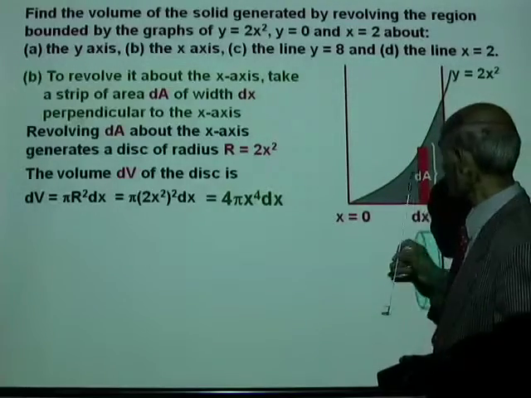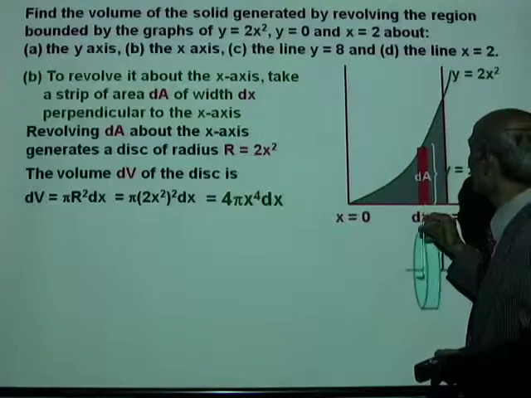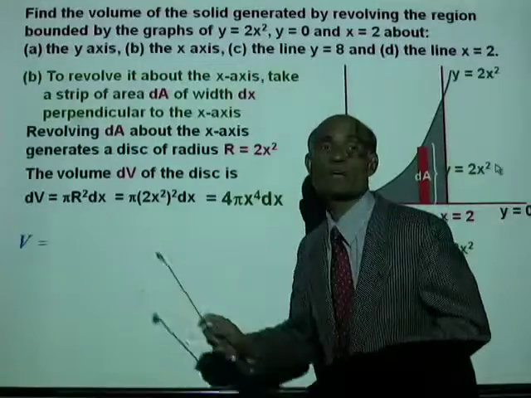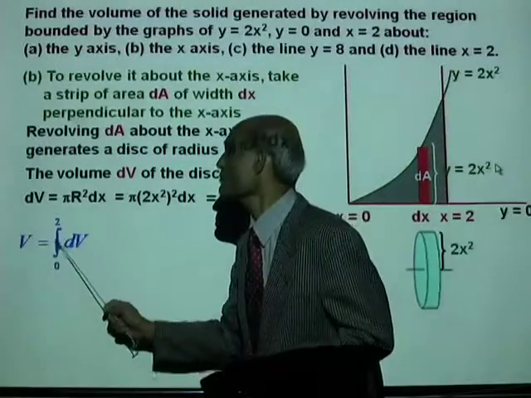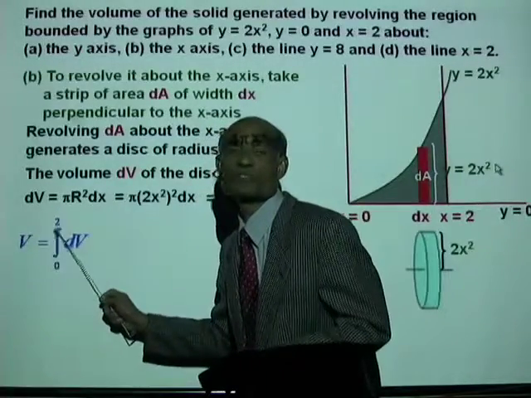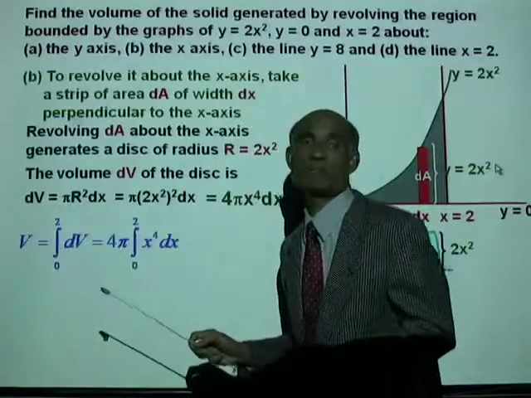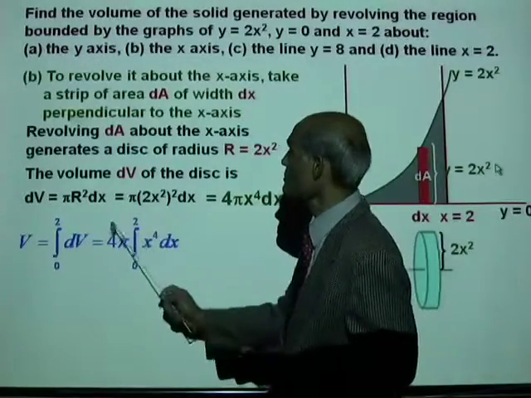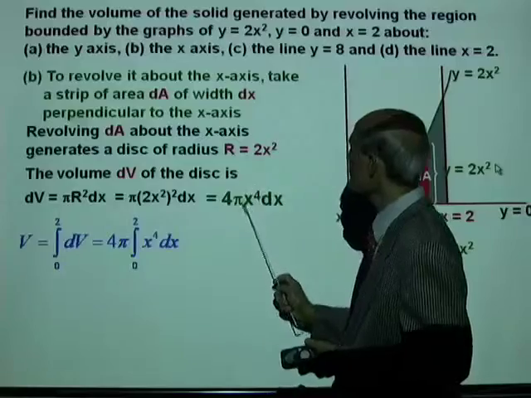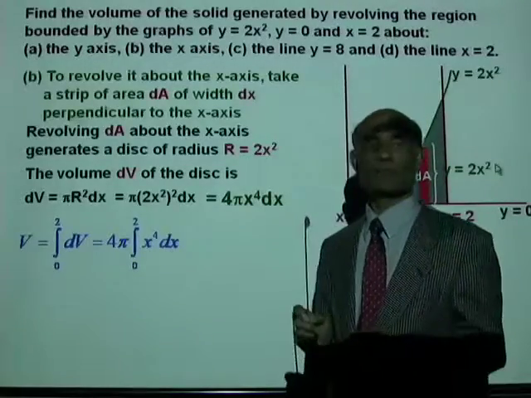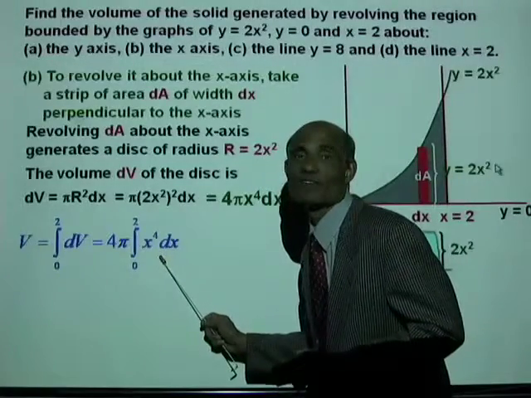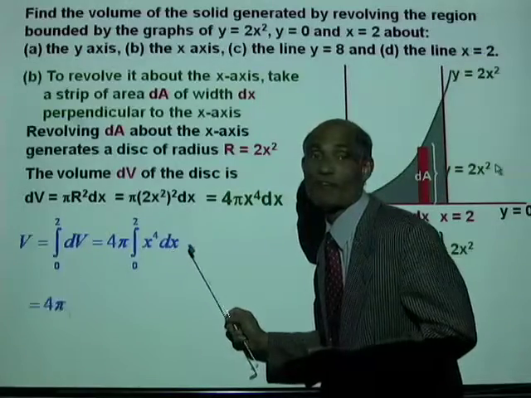What do you do now? The dA can be anywhere from x equal to 0 to x equal to 2. So we integrate that dV from x equal to 0 to x equal to 2 to give you the total volume V. V equal to integral 0 to 2 dV, which is 4 pi times, is that right? 4 pi is a constant, so we take it out. Integral 0 to 2 of x to the power 4 dx. And what is integral of x to the power 4 dx? It is x to the power of 5 over 5.